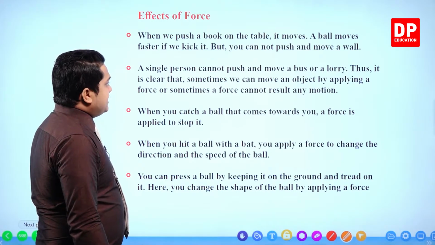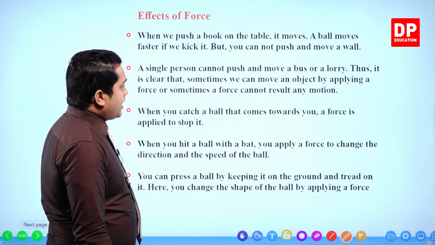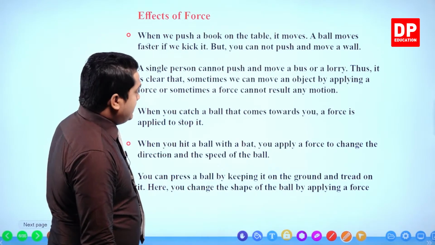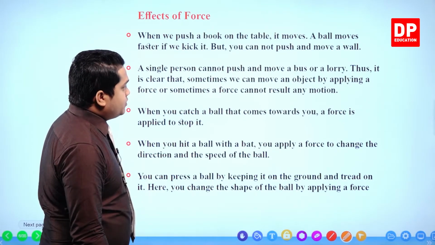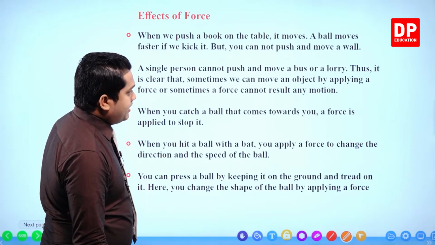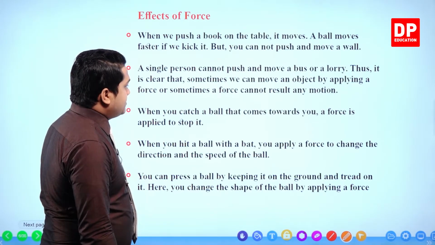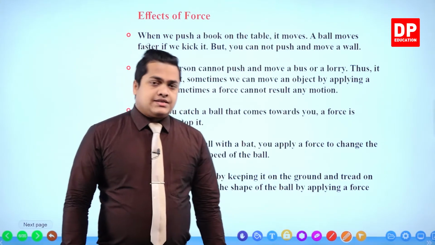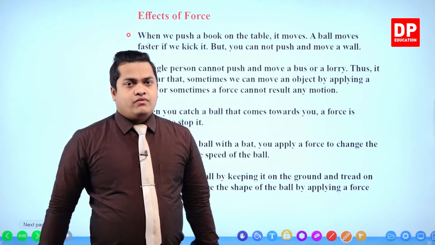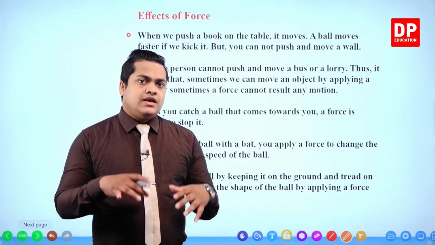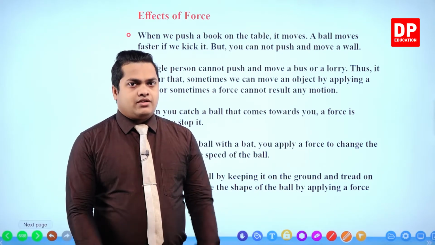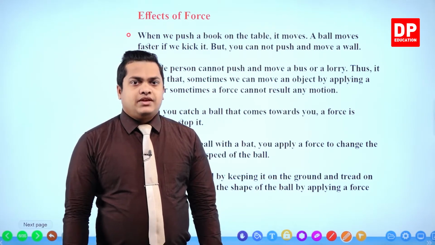Next point given: a single person cannot push and move a bus or a lorry. Thus it is clear that sometimes we can move an object by applying a force, and sometimes a force cannot result in any motion. There are some instances where we can't move an object. It's because that force is not enough to move that object. That's why it is not moved.